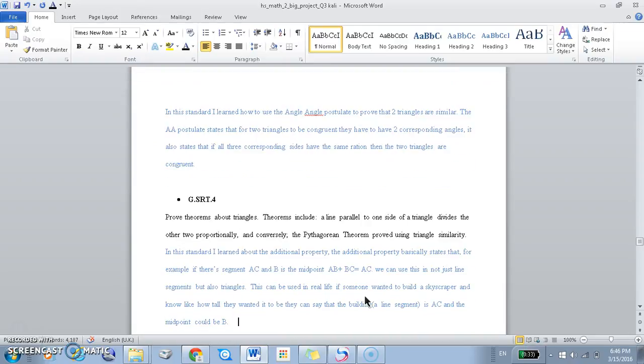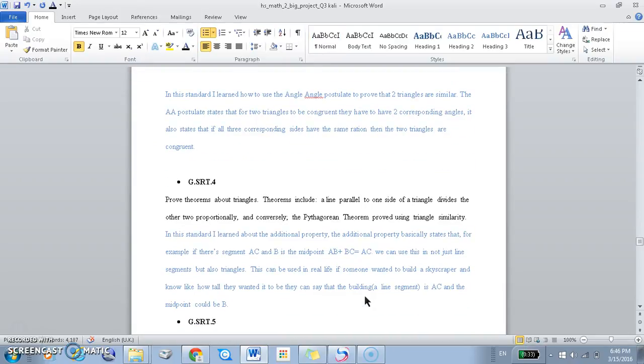GSRT 4 is about the segment addition property. For example, if we have segment AC and B is the midpoint, then AB plus BC equals AC because AC is cut in half by B. We can use this in not just lines or segments, but also angles.